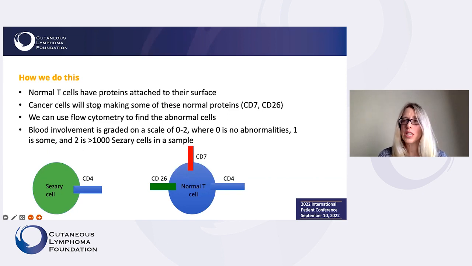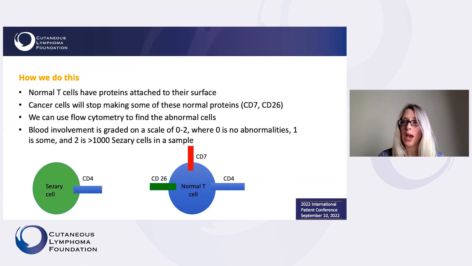So we use these proteins that are attached to the surface to sort them into groups. So cancer cells will stop making some of the normal proteins that we see on normal lymphocytes. So if this is a normal T cell that expresses CD4, CD7, and CD26, then we can sort it by those, compared to the Sézary cell, which is no longer making the CD7 and the CD26. So we can count up how many of those abnormal cells there are, and then we grade it on a scale of 0 to 2.